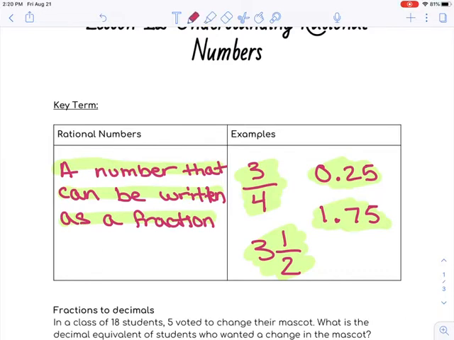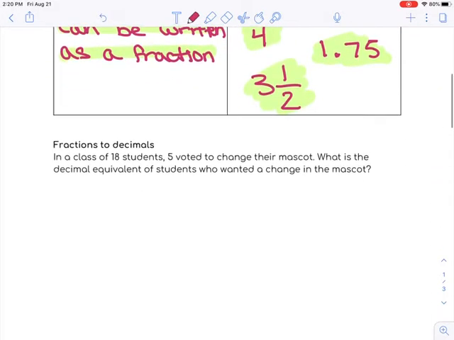So today we're going to talk about how can we go from a fraction into decimal form, and how can we go from a decimal into fraction form. So how can we write our rational numbers in different ways? So let's begin. Let's go from writing from a fraction to a decimal.